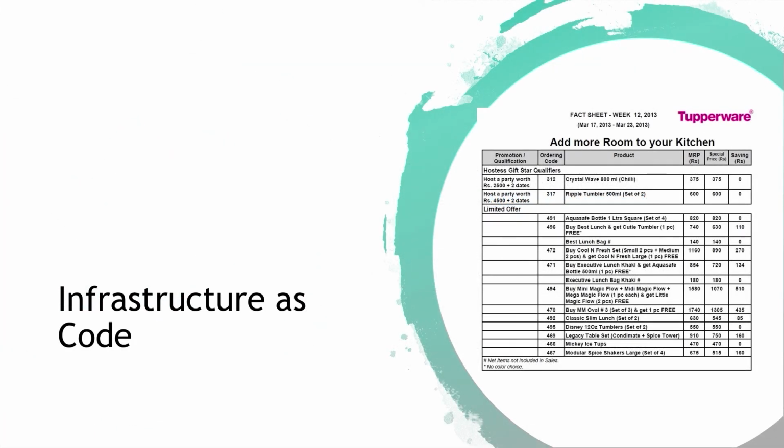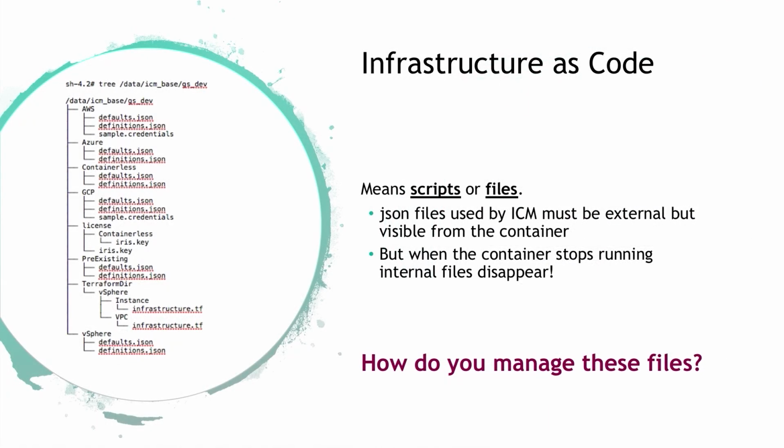Okay, so we get back to this idea of infrastructure as code. And what does that really mean? It just means that instead of describing your infrastructure in an Excel spreadsheet or something stuck to the sysadmin's wall, it's actually now some files, some JSON files, which describe the servers, which describe what your storage is going to be, describe your network layout. So when you have a look inside an ICM container in the samples directory, you'll see a bunch of folders, and we're going to have a look at this one here, the vSphere one, which has just 2 files in it, defaults.json and definitions.json.